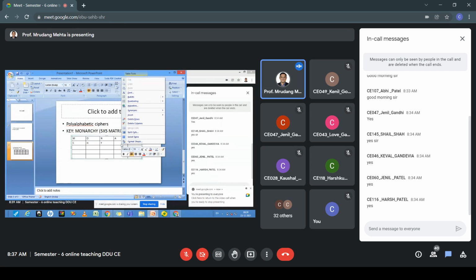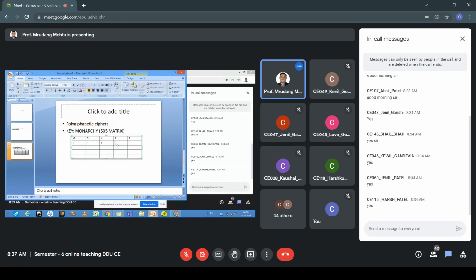So first 5 plus 3, 8 characters, the first 8 characters are used. Sorry, there is a problem with the keyboard. That's why your right click is continuously starting.